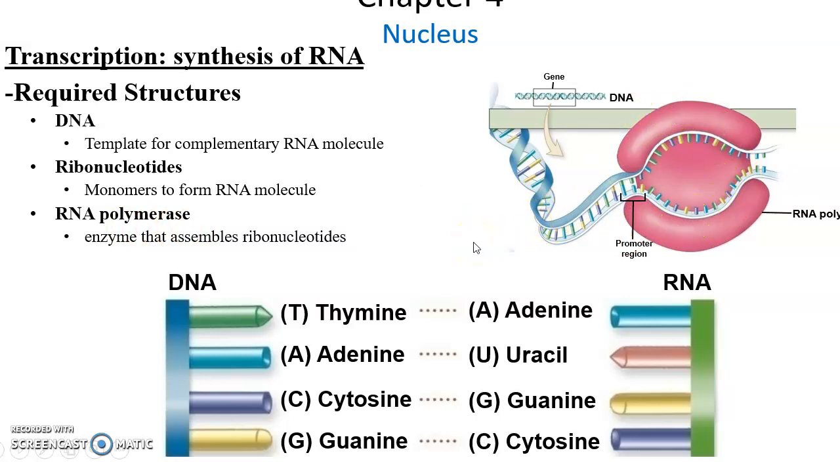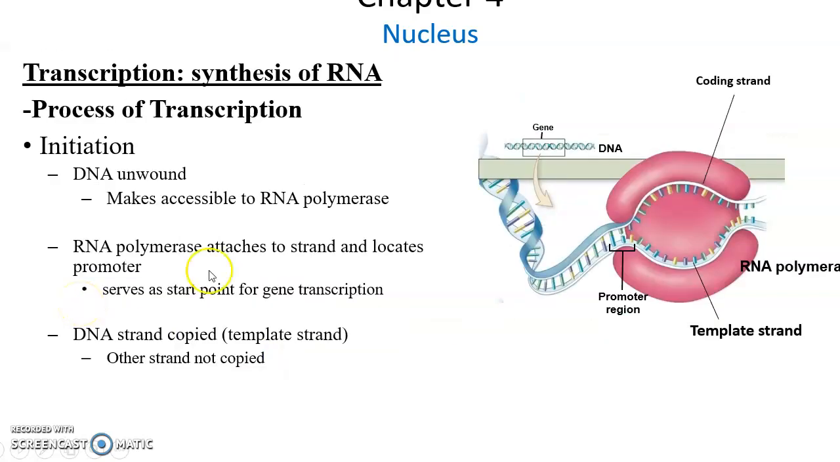And we need, again, complementary base pairing. In this case, it's going to be RNA nucleotides to DNA nucleotides. So RNA A goes with DNA T. RNA U, or uracil, goes with DNA A. And then G's to C's, C's to G's. So RNA has U's, DNA has T's.